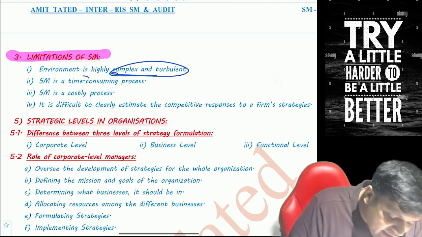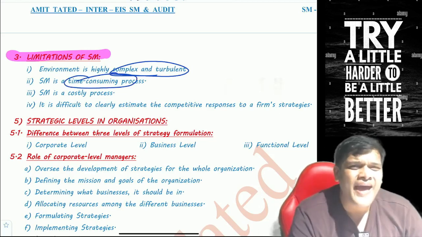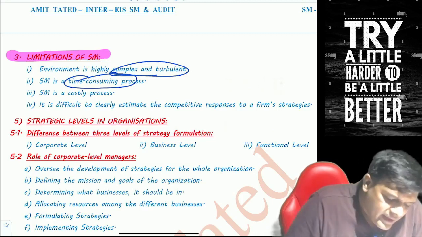Second point, it is a time-consuming process because it involves five steps. Again and again, it is cumbersome. It is boring. Again, doing steps and a framework. It is a boring point. Next point, it is costly.